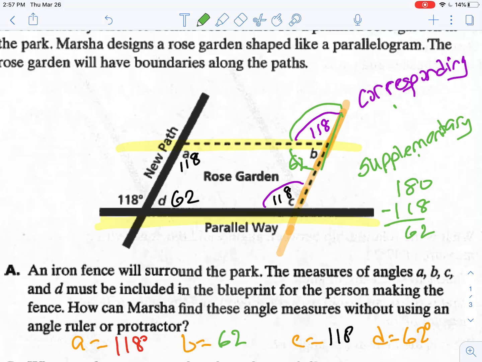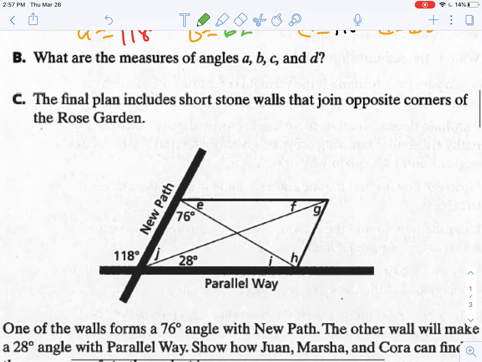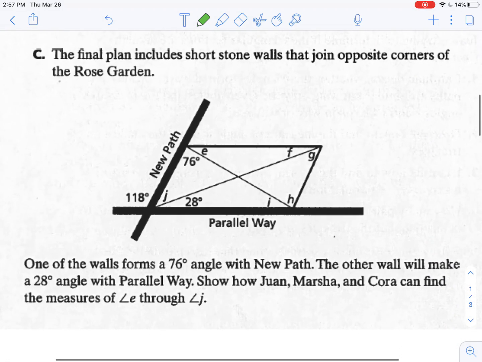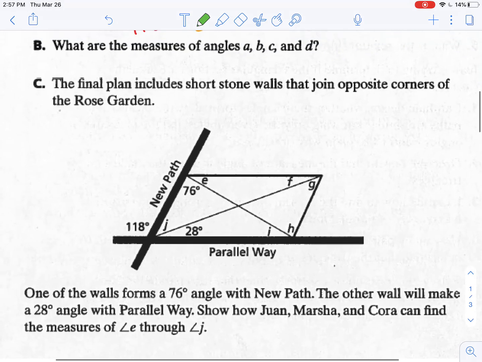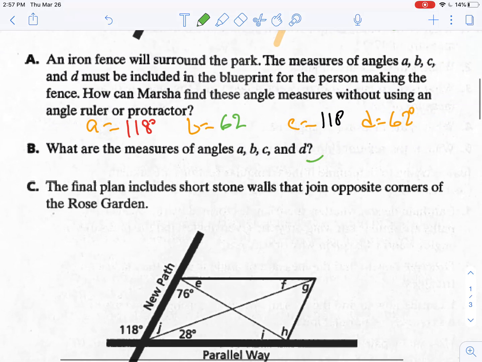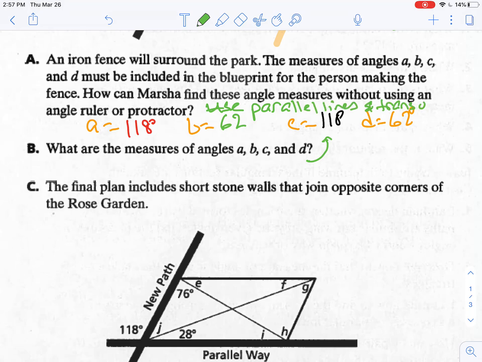You had to know corresponding angles, supplementary angles, alternate interior angles. All things you're supposed to know by the time you get to this point. All right, down here, I'll just do the easy part here. Well, I guess these answers are all up here. And I didn't really answer this question. How are you going to find the angles? You're going to use parallel lines and transversals.